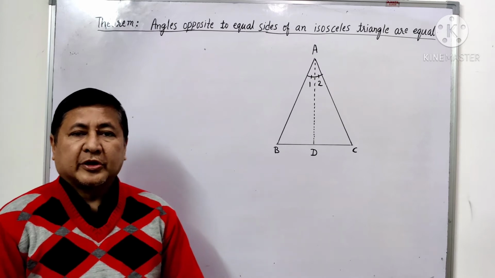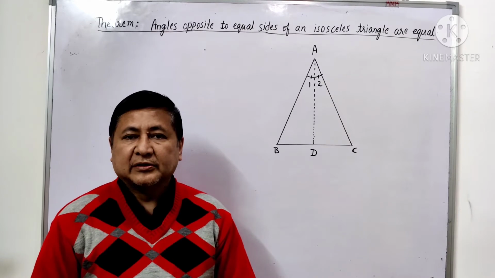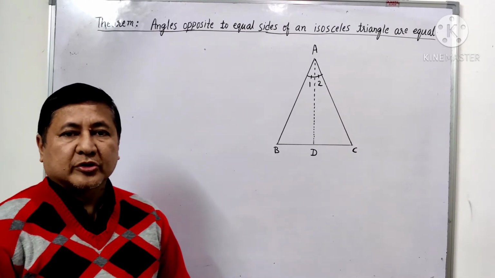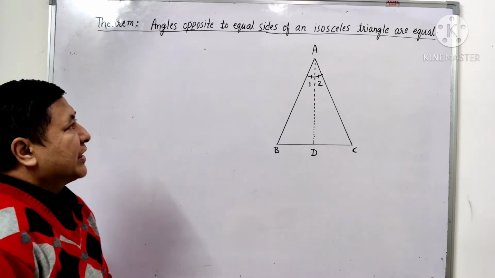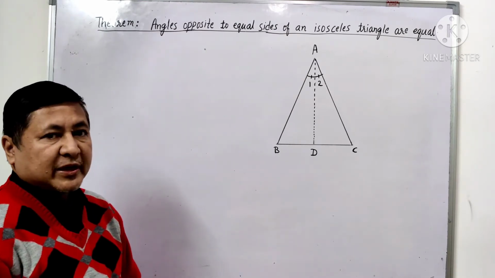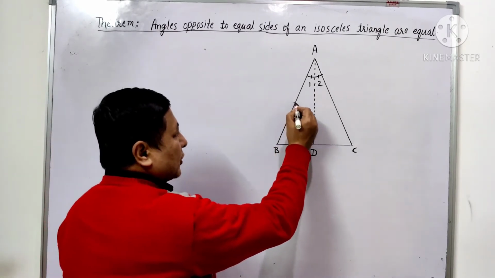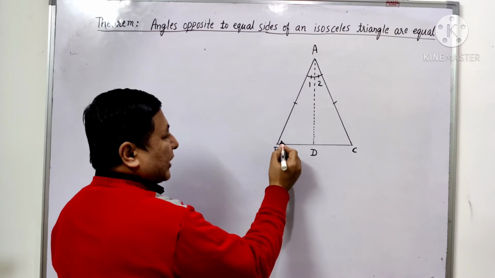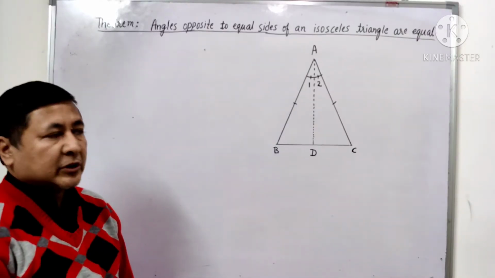Hello students, today we are going to do the questions from the congruent triangle. We are going to take two theorems today. The first theorem is: angles opposite to equal sides of an isosceles triangle are equal. It is given that this is an isosceles triangle in which these two sides are equal, and we have to prove that the angle B and angle C, the opposite angles, are also equal.